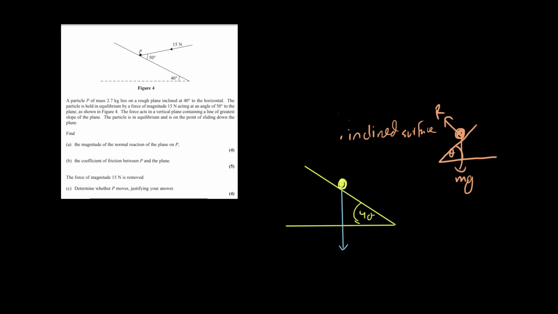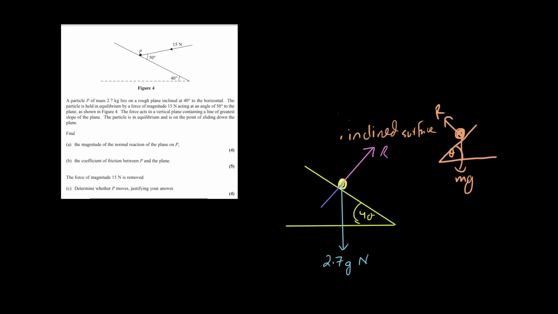This is going to be 2.7 g Newton. G is gravity, 9.8 meters per second squared. That is the formula for weight. So now we have the reaction force. We know reaction is perpendicular to the surface. So if this is reaction force R, now before even reading the question, let me break it down into components.